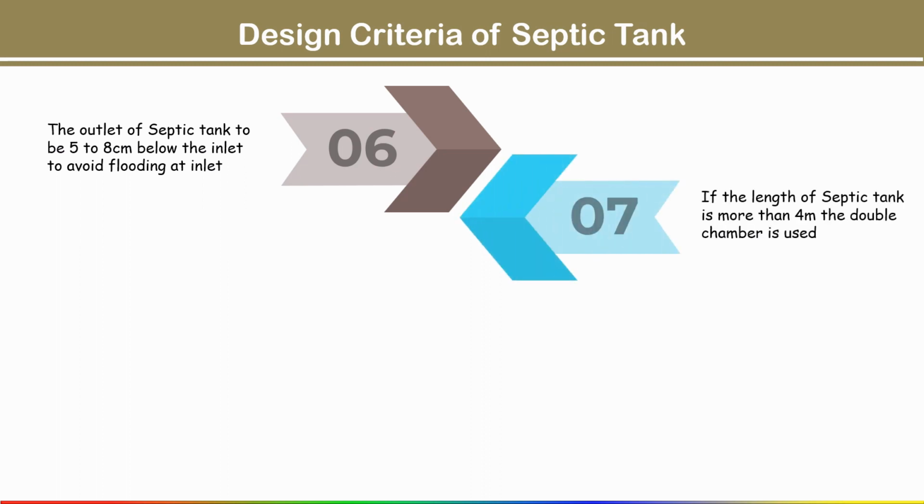And the next point is, if the length of the septic tank is more than 4 meter, suppose you have done the calculation and you have got the total length of the septic tank more than 4 meter, then we have to use a double chamber septic tank.